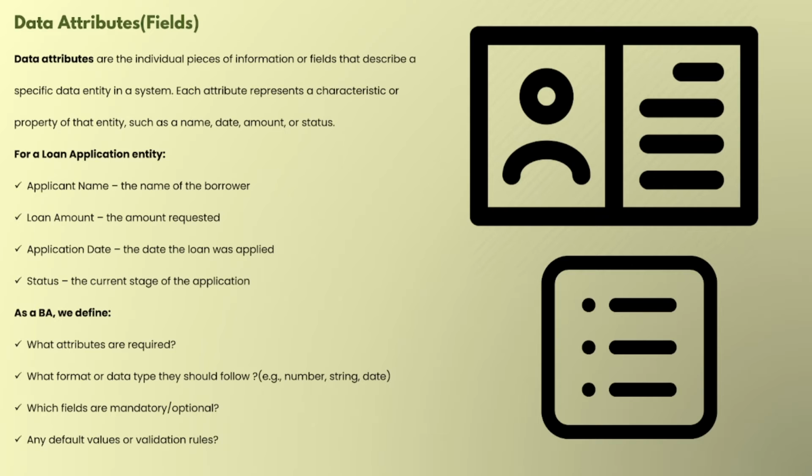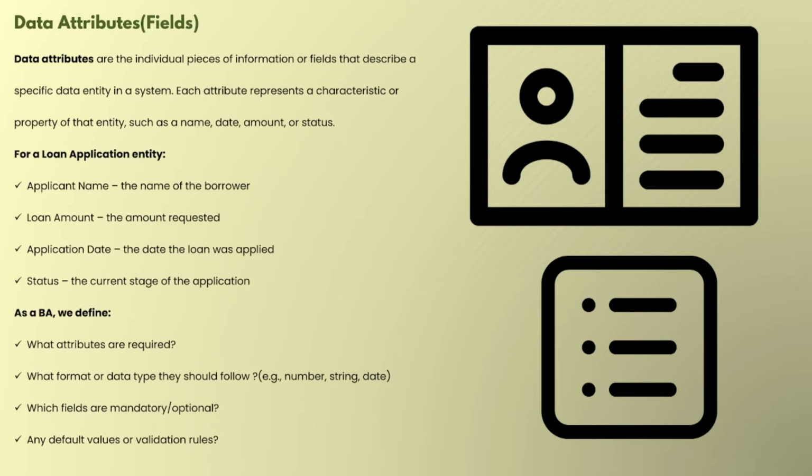Then which fields are mandatory and optional. We mark which fields are required and which are optional. For example, the phone number might be optional, but the email could be mandatory. It's fine if you skip the phone number in the form, but we want your email ID and it's compulsory. This tells the system what the user must fill in. If someone is unable to put in the email ID, the system will throw a message that the email ID is required and you need to put it there.